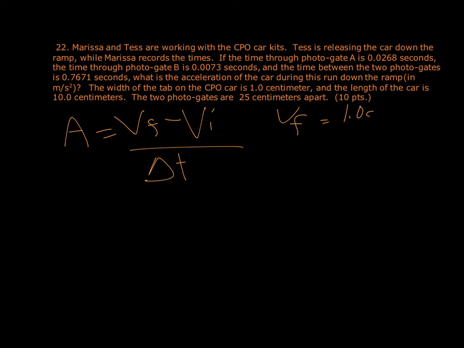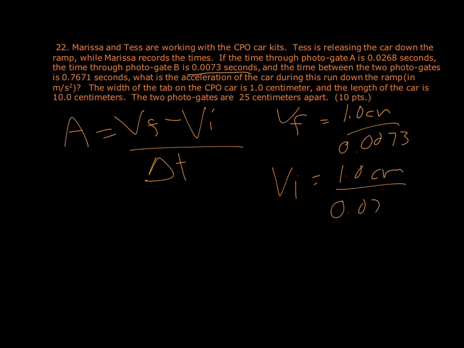So we would do final velocity is 1 centimeter over 0.0073 seconds, because that's what it took to get through the second photo gate. Initial velocity is 1.0 centimeters, that's the width of the tab, and it took 0.0268 seconds to get through the first photo gate up here. So we calculate those answers, and then we plug them into the equation, and the elapsed time between the photo gates is 0.7671.